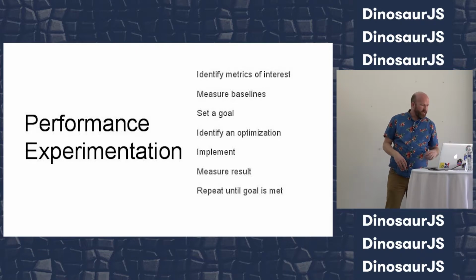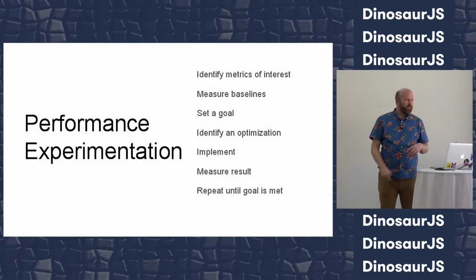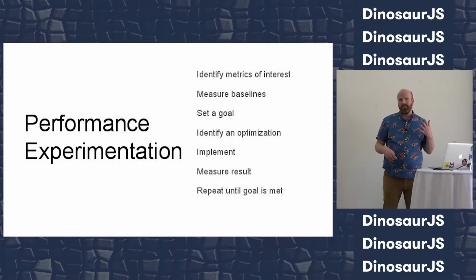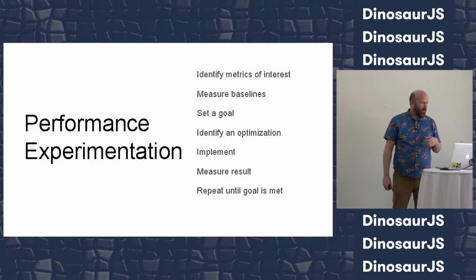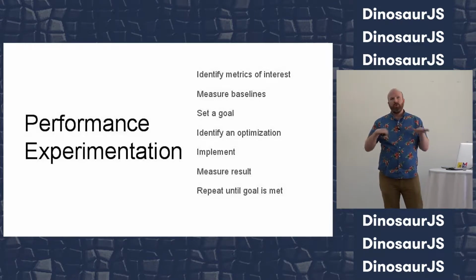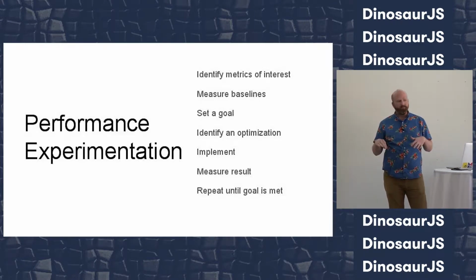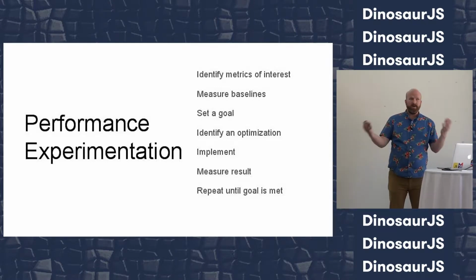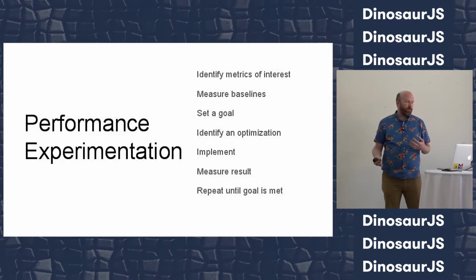In performance experimentation, things look a little bit more like this. The first thing you're going to do is identify the metrics that you're interested in. Then you're going to measure baselines. In other words, what is your current performance on these metrics right now? Then you're going to set a goal, because it's important to have some reason that you're doing things and not just make stuff faster for the heck of it.